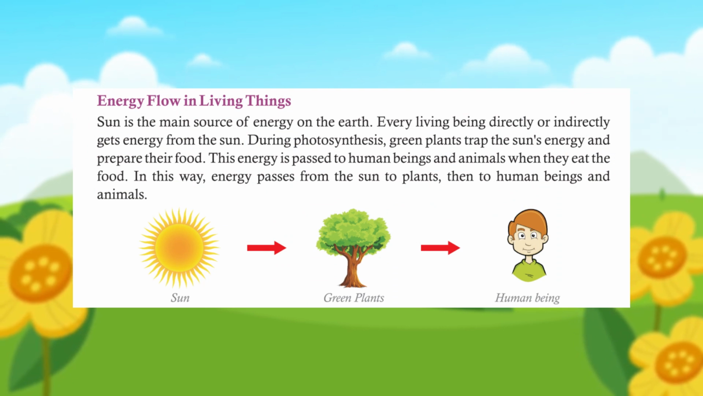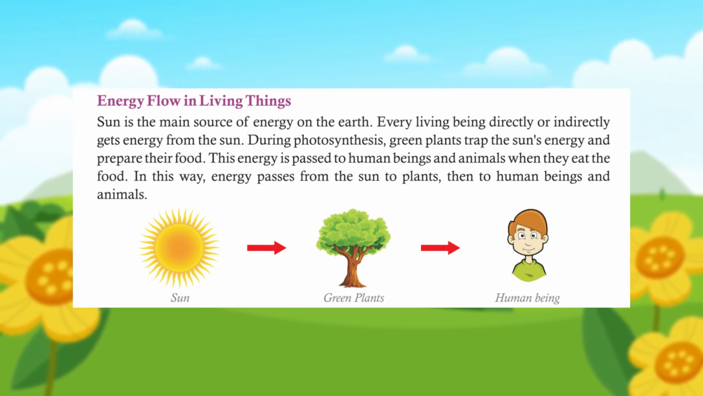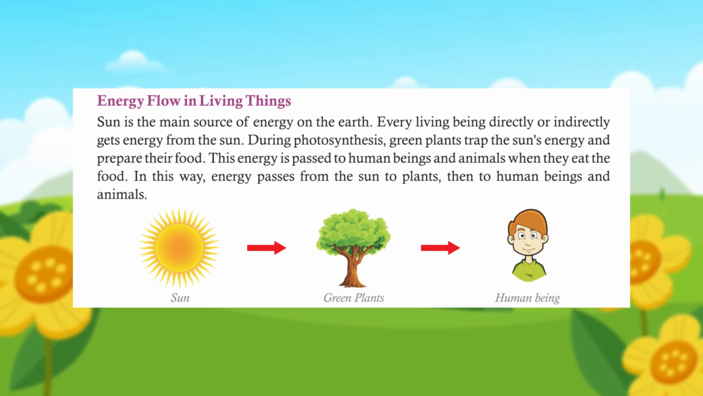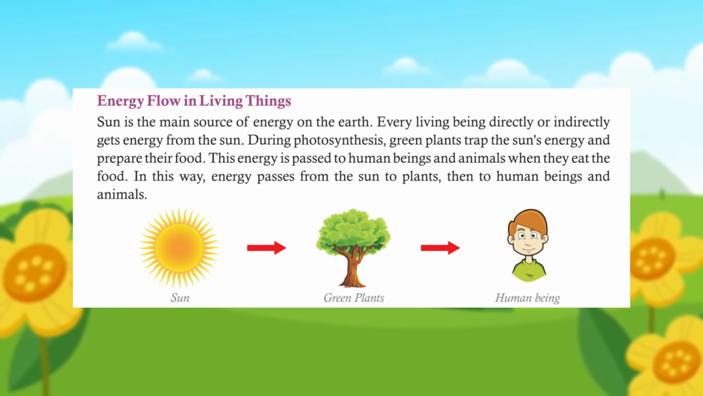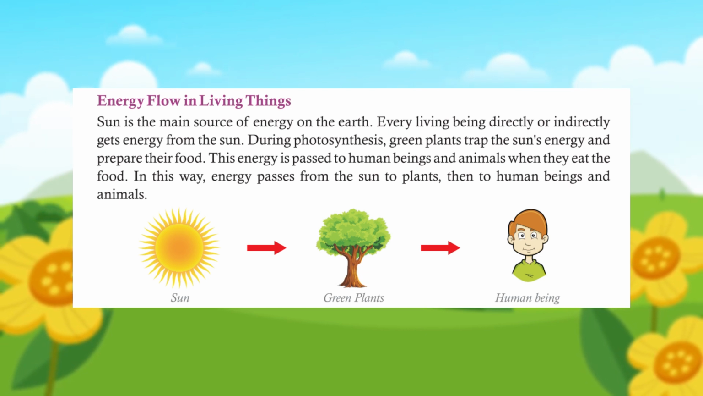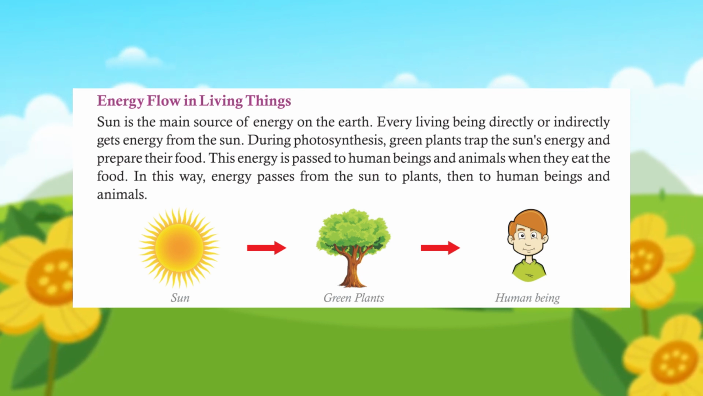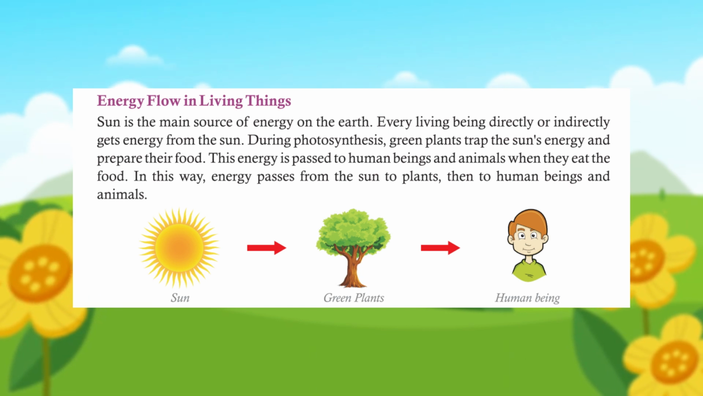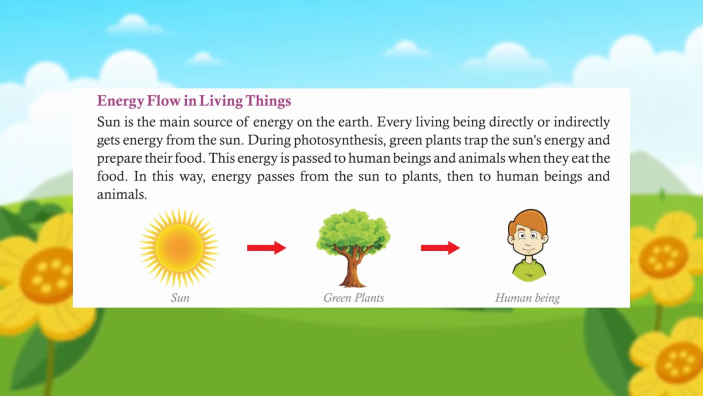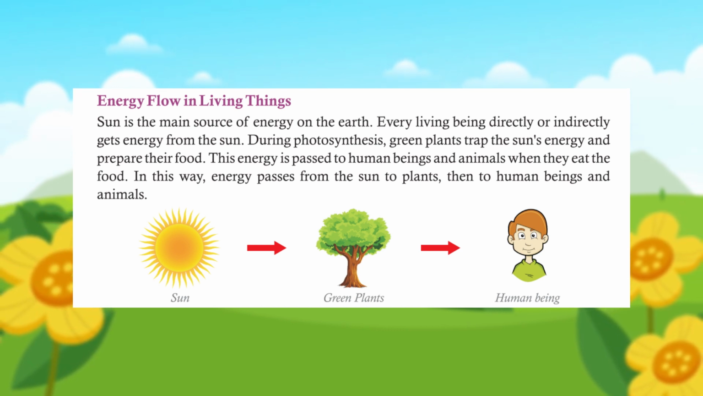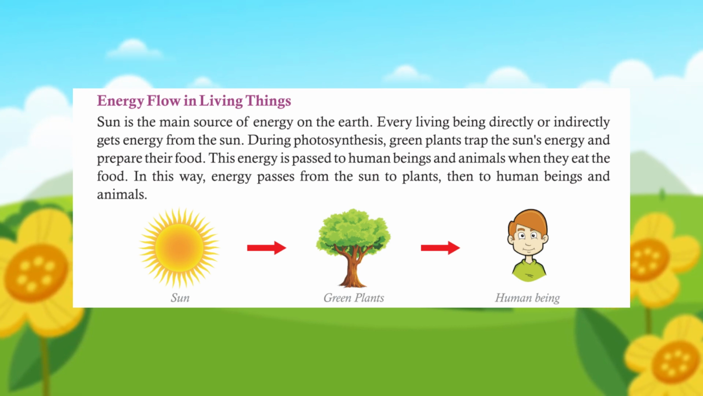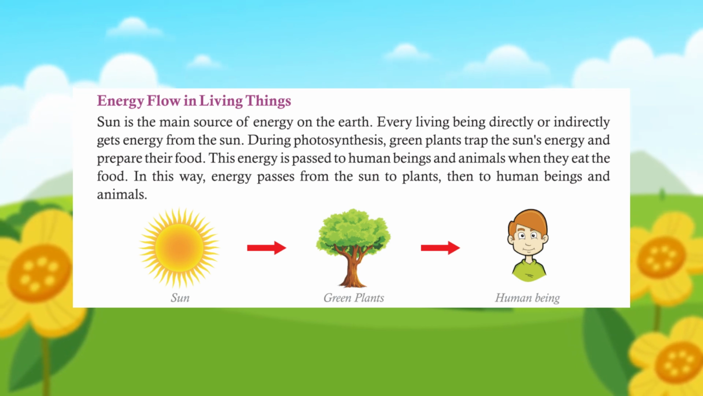Energy flow in living things. Sun is the main source of energy on the earth. Every living being directly or indirectly gets energy from the sun. During photosynthesis, green plants trap the sun's energy and prepare their food. This energy is passed to human beings and animals when they eat the food. In this way, energy passes from the sun to plants, then to human beings and animals.